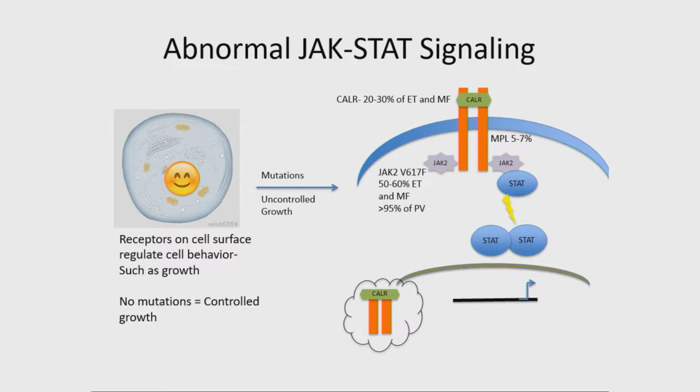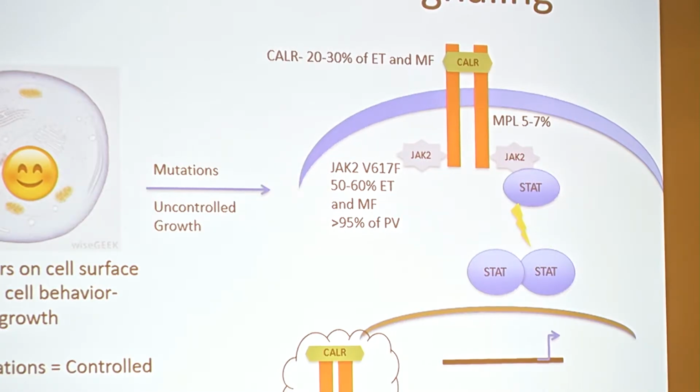But then the other two main mutations, the calreticulin mutation or the MPL mutation, also function to activate JAK-STAT signaling. So the MPL mutation is really just a mutation in this receptor, in the thrombopoietin receptor. And calreticulin, when it's mutated, it also finds its way to this receptor to activate it and activate JAK-STAT. And why does that matter?